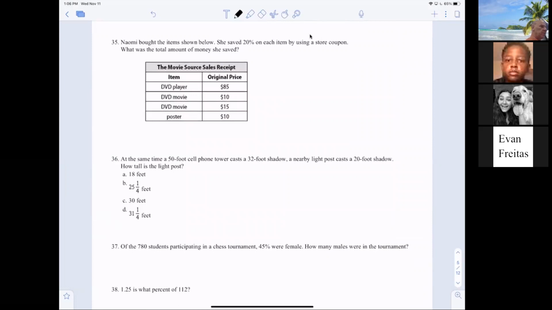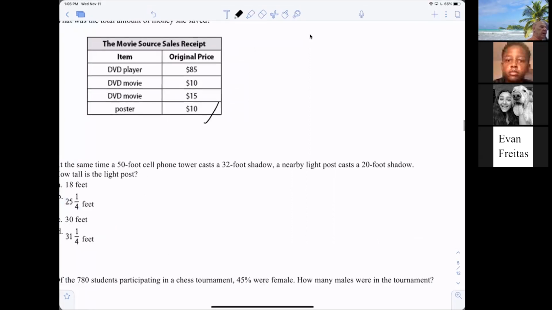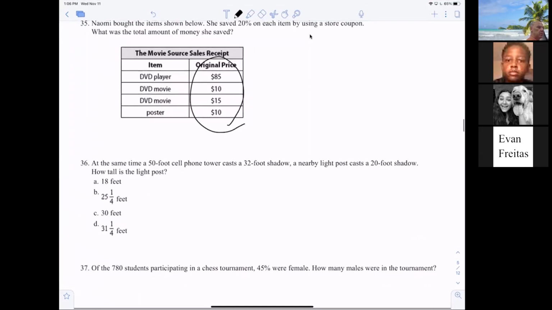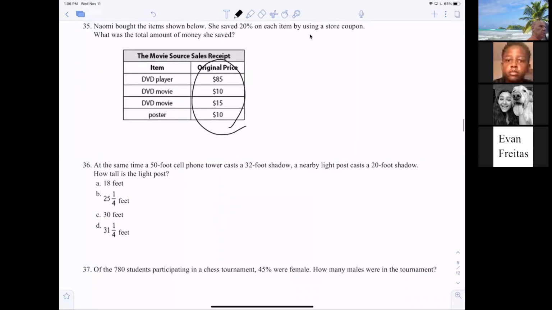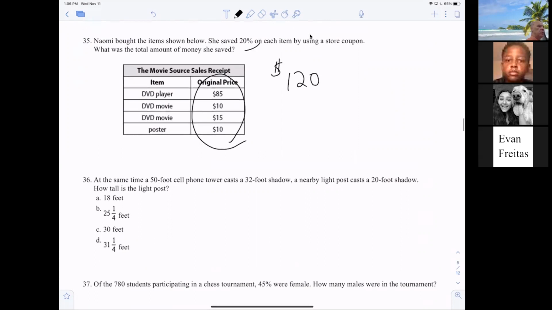All right, now it says Naomi bought these items shown. She saved 20% on each item by using a store coupon. What was the total amount that she saved? So are we looking for the discount price, or are we just looking for the discount? What are we looking for? The total amount. Yeah, we definitely need the total amount. So everybody add that up, please. How much was it? 120. I got $120.